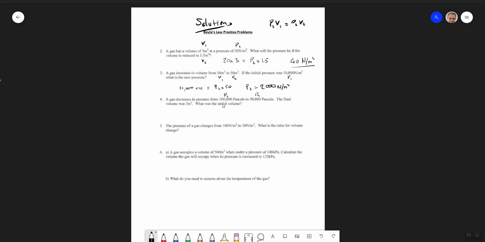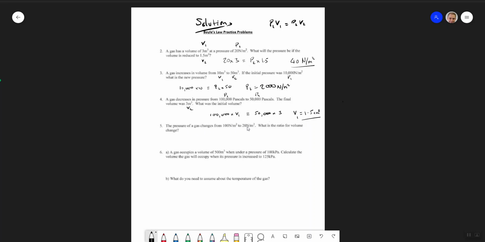Gas decreases in pressure, so we've got P1, P2. The final volume was 3. Okay, so we've got 100,000 times 1 is equal to 50,000 times 3. So 50,000 times 3 is 150,000. So we get V1 equals 1.5 centimeters cubed.